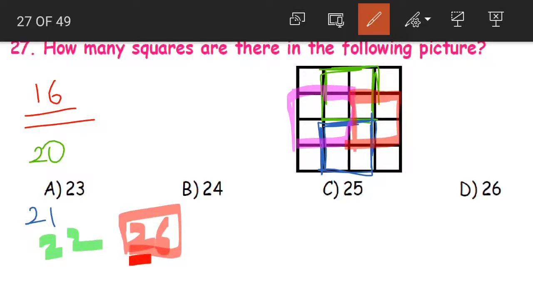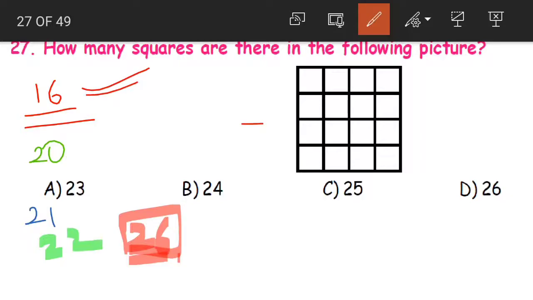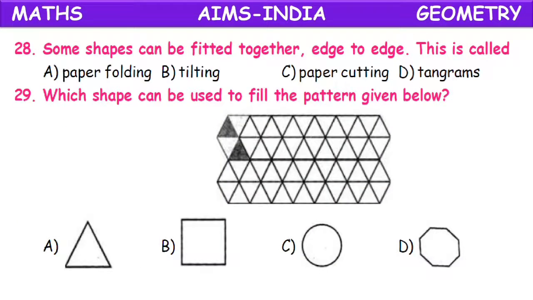So for this type of questions, you have to look at the given picture very carefully and try to find out as many figures as you can. So what is the correct answer for this question? 26. If you would have looked at just the picture casually, then you would have selected 16 as the answer. Now what is the correct answer here? 26. So option D, 26 becomes our correct answer.